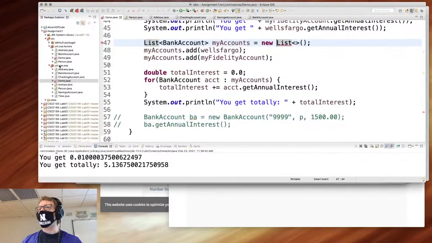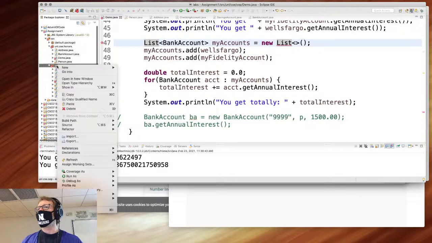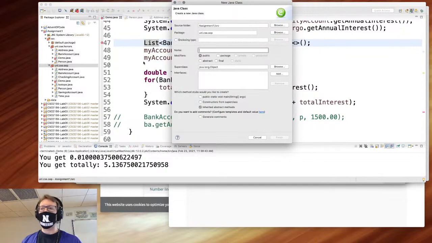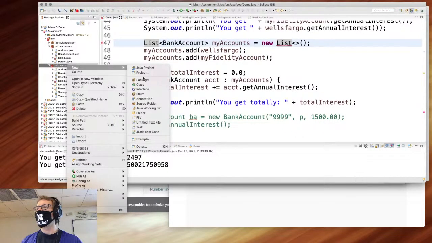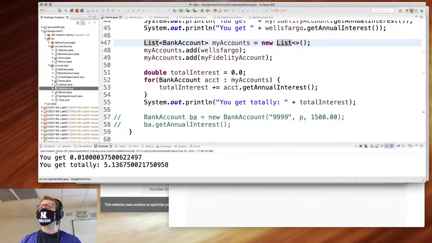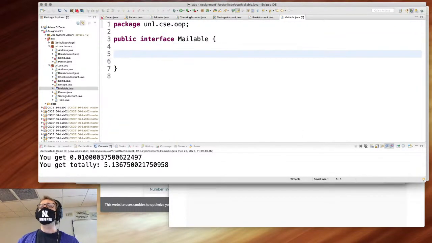And again, it's going to end up being a toy example here. New class. No, sorry. I want a new interface. Mailable, as in we can send them mail. What information do you need to send somebody some mail? Like regular old mail, not email. An address. So public address, get mailing address. Actually, just get address. There we go.